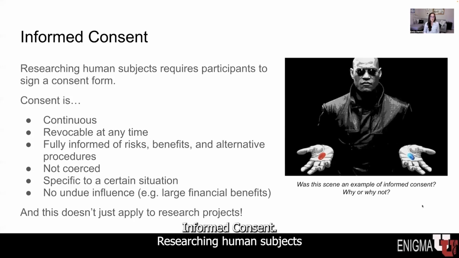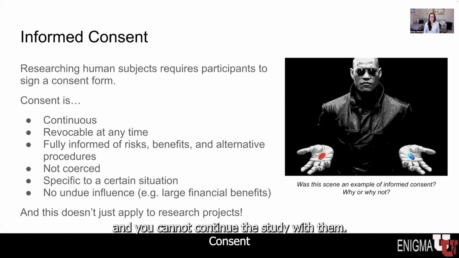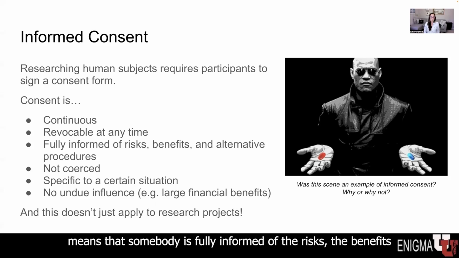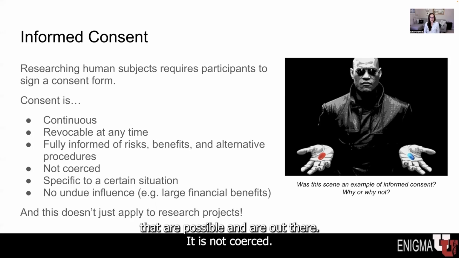Informed consent. Researching human subjects requires participants to sign a consent form. So consent is continuous. It is revocable at any time. At any time, someone can say that they no longer want to participate in a study. And if they say that, they have revoked their consent and you cannot continue the study with them. Consent means that somebody is fully informed of the risks, the benefits, and any alternatives if you're testing a treatment, any alternative treatments that are possible and are out there.